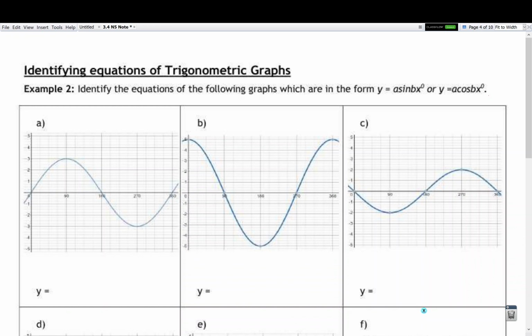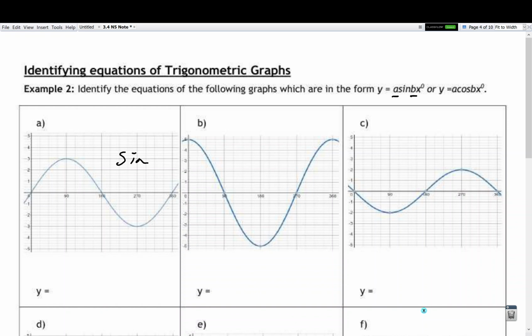So look, basically all you have to do is, first and foremost, you look at the graph. So if we look at example A, we look at the graph and we think, right, is it sine or cosine? That's number one. Now, it's starting at 0 and it's in an S shape, which means it is the sine graph. So it's definitely sine, and we can mark that on.